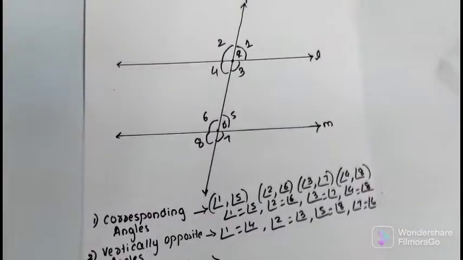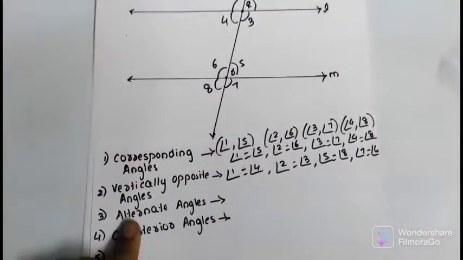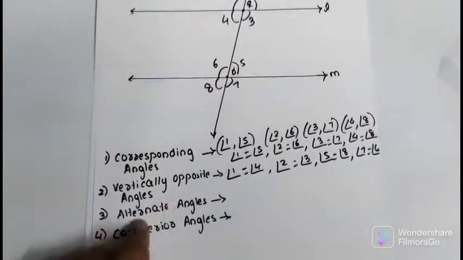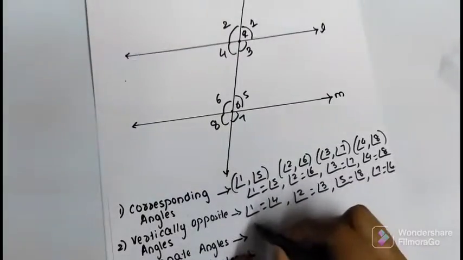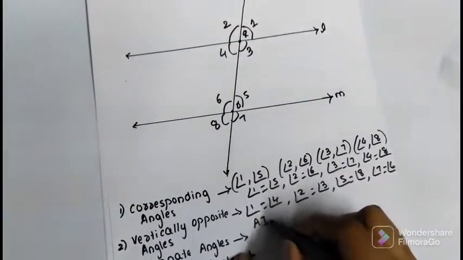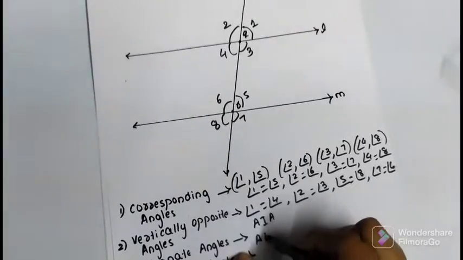Also, there is a third type of angles called alternate angles. In alternate angles, there can be further alternate interior angles and alternate exterior angles.